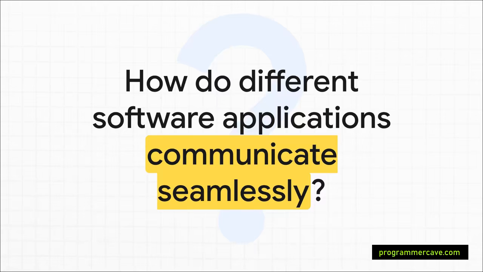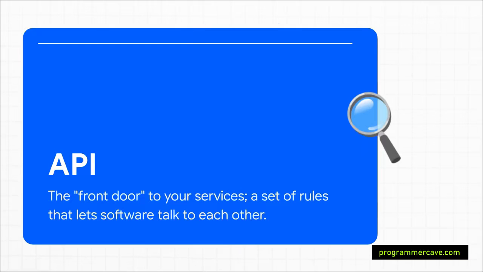So think about it for a second. How do all the different apps on your phone just work together? How does your weather app get the forecast? How does your Maps app know where the traffic is? The magic behind all of this is a well-designed, well-thought-out interface. And that interface, well, that's your API, the application programming interface.